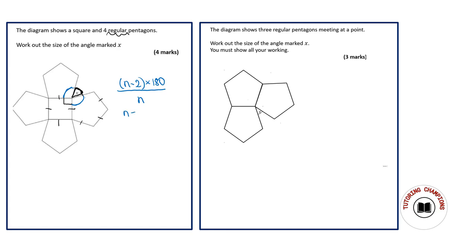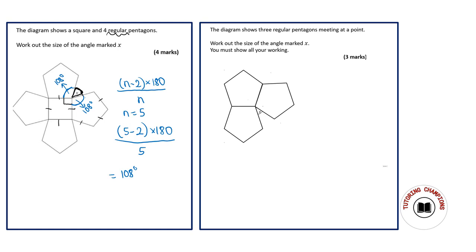So our n is 5. I'm going to substitute. So we do 5 minus 2 multiplied by 180, divide that by 5. So that is 3 times 180, and we'll divide that by 5. And that gives us 108 degrees. And now let's see what we've got. So this angle here is 108 degrees. This angle here is 108 degrees.